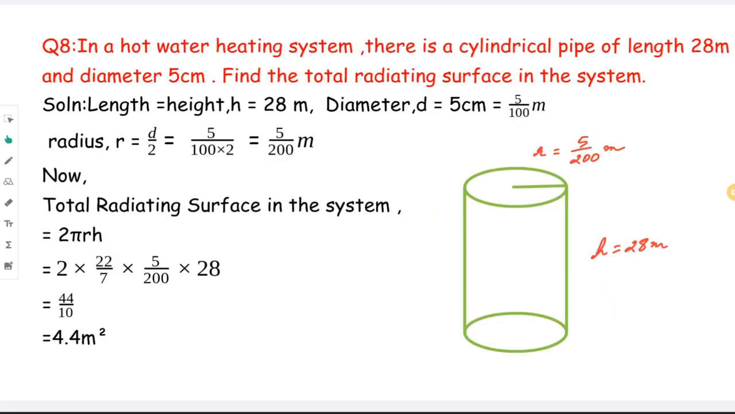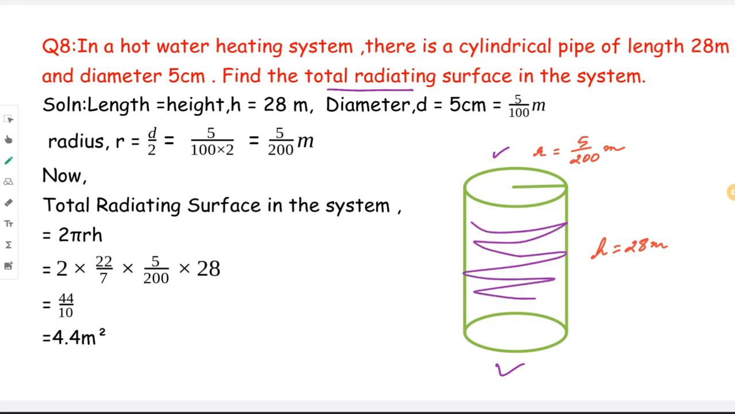Alright, in a hot water heating system, there's a cylindrical pipe of length 28 meter and diameter 5 centimeter. Find the total radiating surface in the system. So this is a pipe, right? And remember that this pipe is not closed. The top and the bottom are open. That means when they ask us to find the total radiating surface, it has to be the curved surface area.